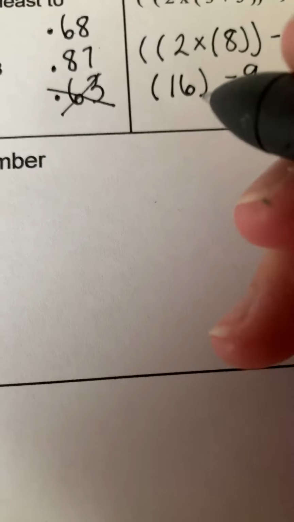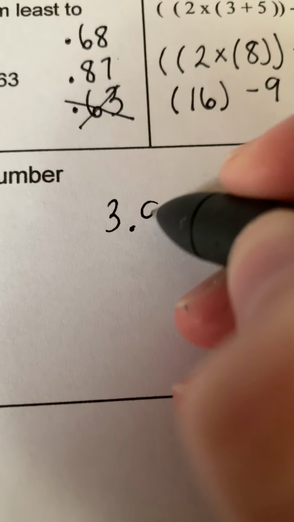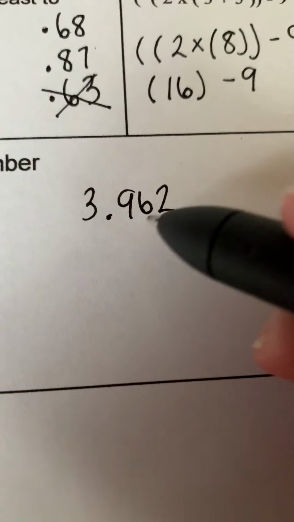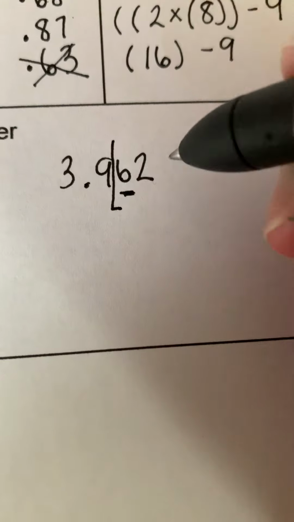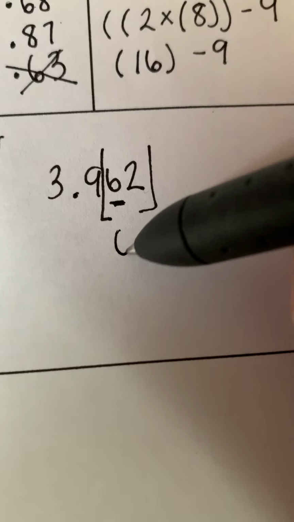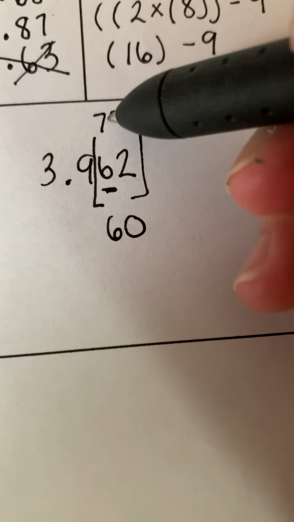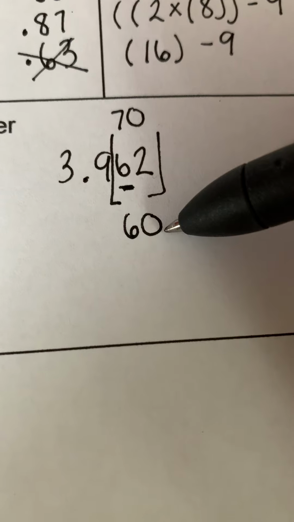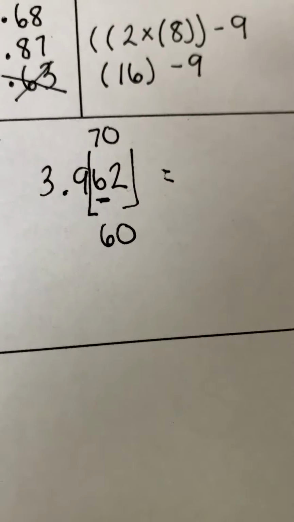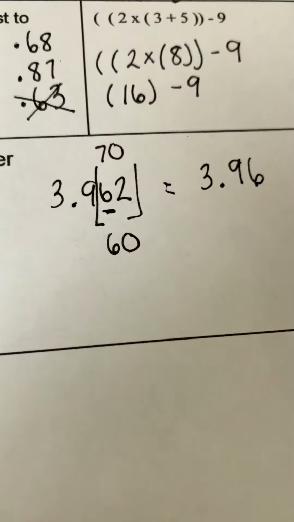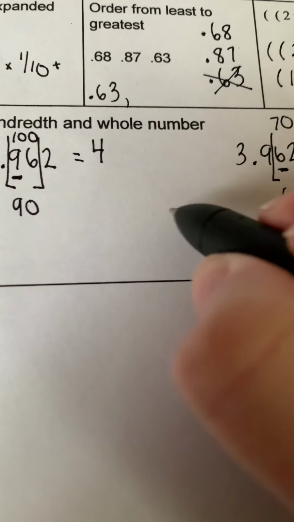Now we need to round to the nearest hundredth. 3.962. Underlining the number in the hundredths place, tenths, hundredths. We box it in, and we have the number 62. 62 is in between 60 and 70. What is it closer to? It is closer to 60. So rounding to the nearest hundredth, that becomes 3.96. Now go ahead and solve for this one.